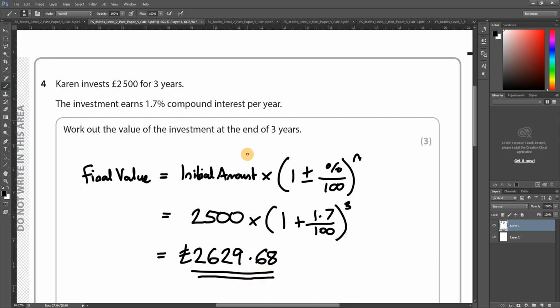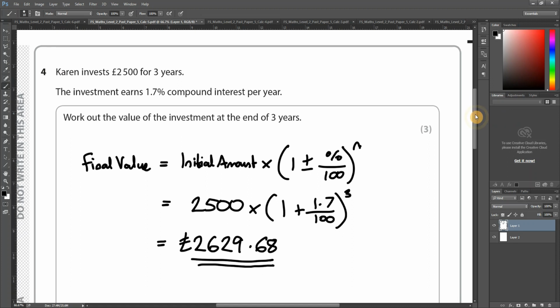Work out the value of investment. There you go, 3 marks just for doing that. So you get 2 marks for showing your working out. Technically, this is your working by putting it in the formula. And your answer gets your 3rd mark for that. That's that done.